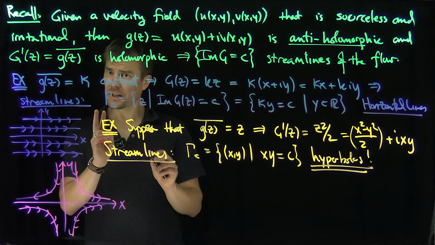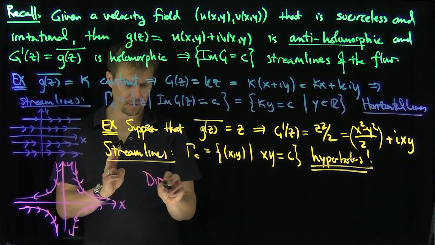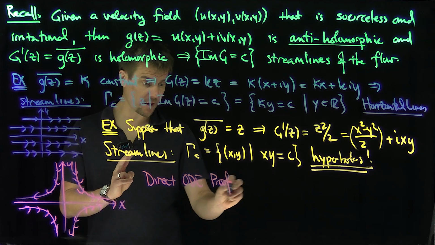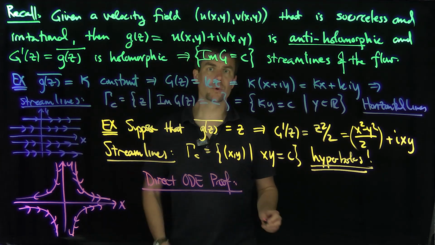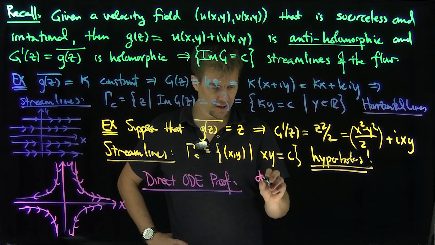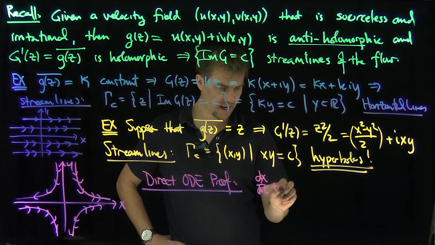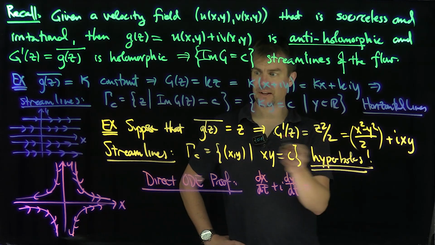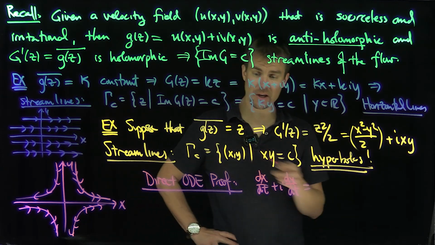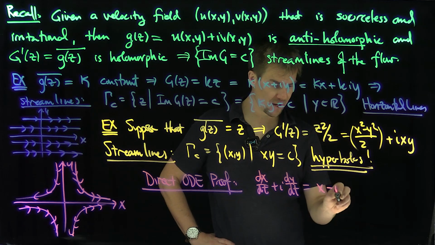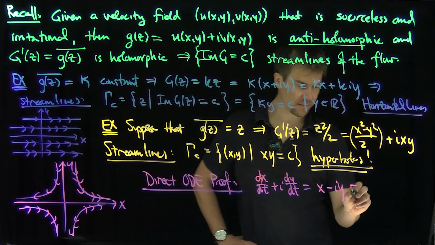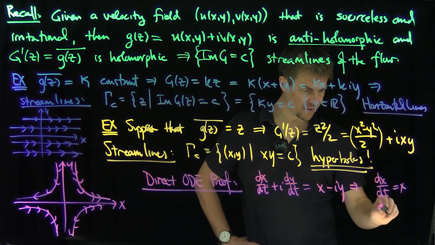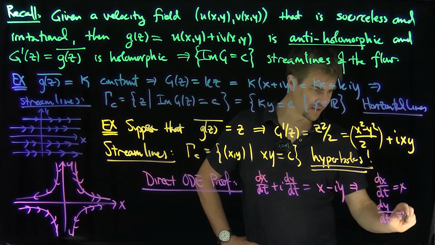What's the direct ODE proof? Here's the direct ODE proof of this fact. It's a linear dynamic, right? So what do I have? I have the velocity field, dx/dt plus i dy/dt, has to be equal to what? It has to be equal to, I said it was z bar in this case, right? So this is going to be equal to just x minus iy. Cool. So dx/dt is equal to x, and dy/dt is negative y.